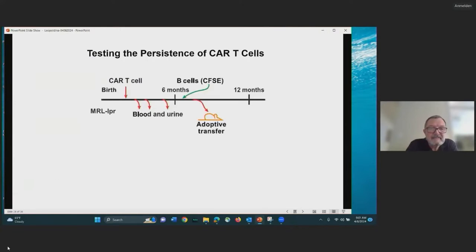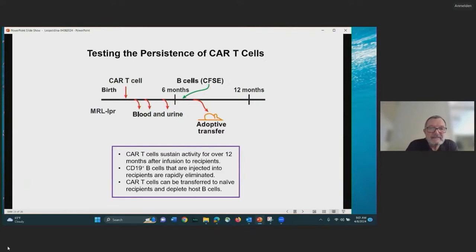And to confirm that, we actually tested specifically persistence of CAR T cells. I already told you in the blood, there was no evidence of CD19 B cells even about 12 months after CAR T cell administration. But we did two additional experiments in which B cells that were labeled from a donor mouse with a fluorescent dye called CFSE were injected into the bloodstream of these mice to see that at any given time, these B cells still would be actively removed or depleted, as well as we transferred total CD8 T cells from a spleen of a mouse that was treated several months earlier into a naive recipient autoimmune mouse, in order to see if they could still control the disease.